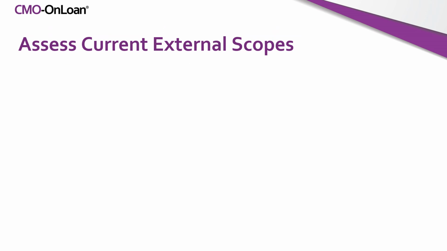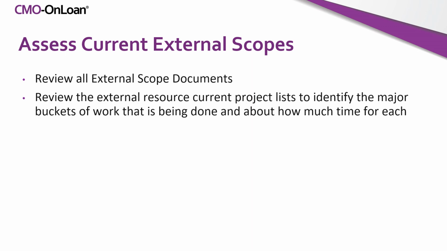So you take that and you do the same thing for external scopes. You get all the scope documents, and if you can't find them, that's something to consider. You need to know what your external resources, agencies, freelancers, you name it, are doing. Then you do the similar thing as you did for internal. What is the current project list? Identify the major buckets of work and how much time for each.